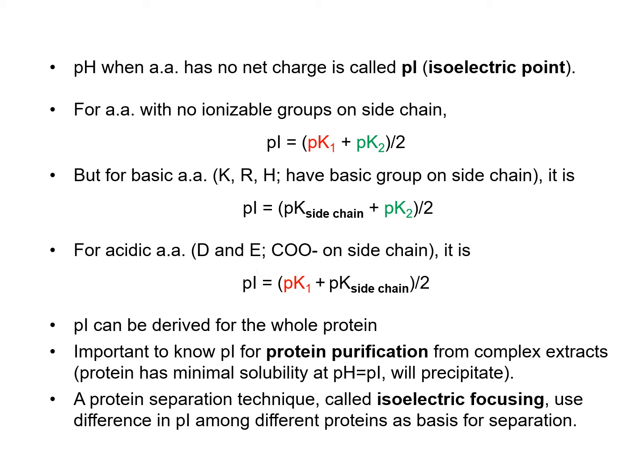And these pI values can be derived for the whole protein too, where you take into account all the amino acids within the protein. And it is important to know the pI value, especially for protein purification from really complex extracts where all different types of proteins exist. And a protein has minimal solubility when the pH value is the same as the pI value, so you can use this fact to precipitate a specific protein of interest.